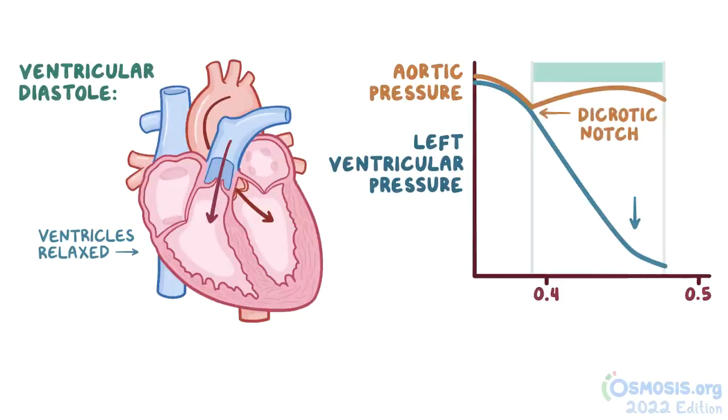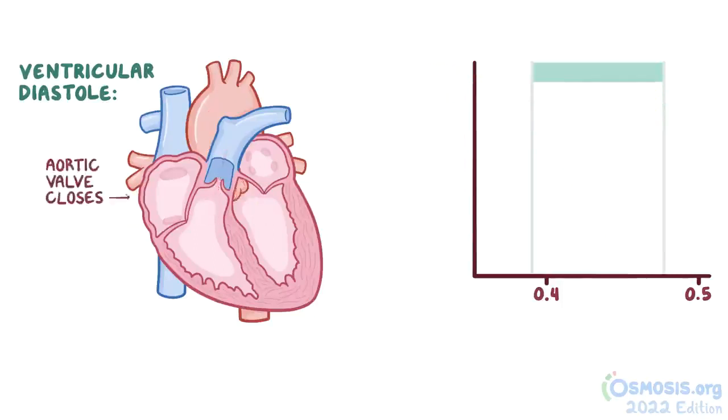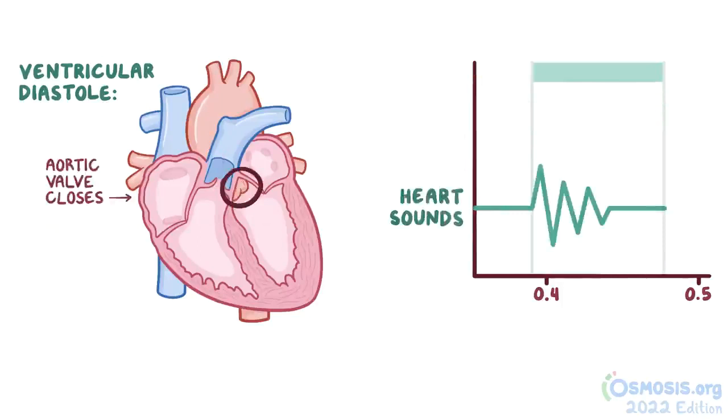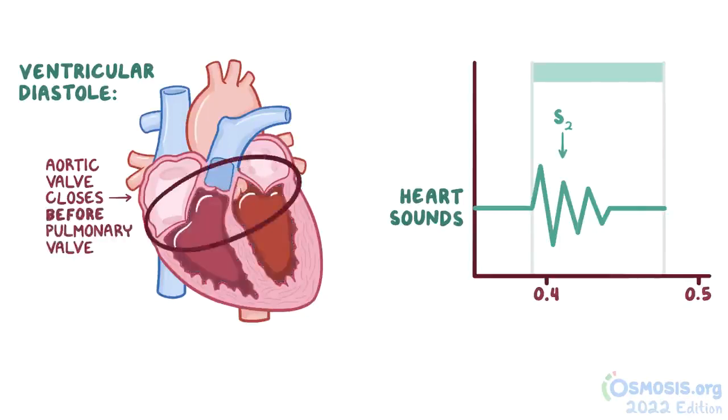Once the left ventricular pressure falls sufficiently, the aortic valve closes in order to prevent the backflow of blood, and this is the second heart sound, S2. It's important to note that the aortic valve closes before the pulmonic valve. At this point, atrioventricular valves, aortic valve, and pulmonary valves are closed. In other words, there's no blood entering or leaving the ventricles.